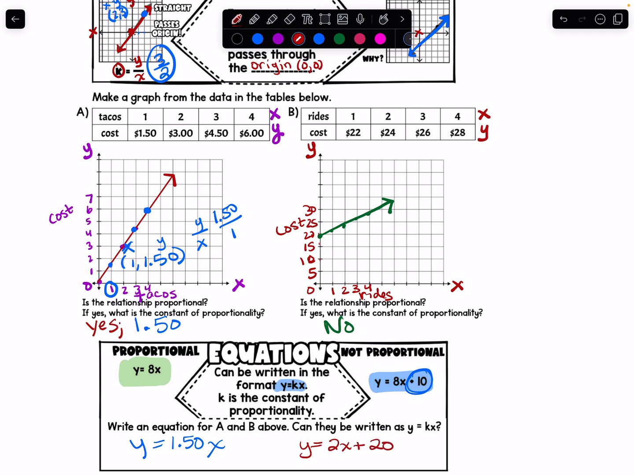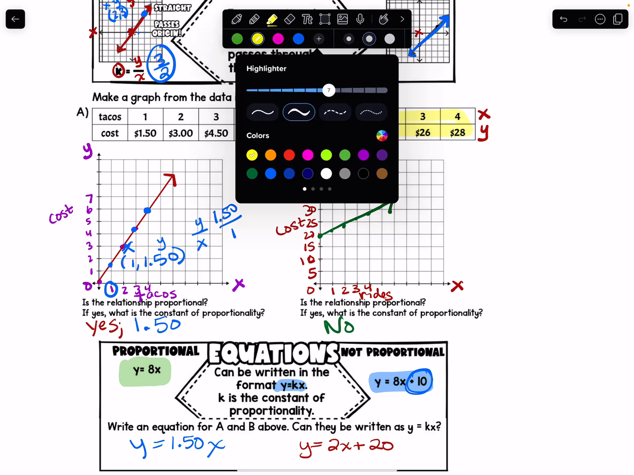So you can see the equation on the left is in the form y equals kx, and we know that's proportional because the graph is proportional, the table is proportional, and now the equation shows a proportional relationship. And the one on the right, as expected, is not proportional because we couldn't write it in the form y equals kx. We also know that in the table up here, the ratios are not equal, and we know that in the graph it doesn't go through 0, 0.